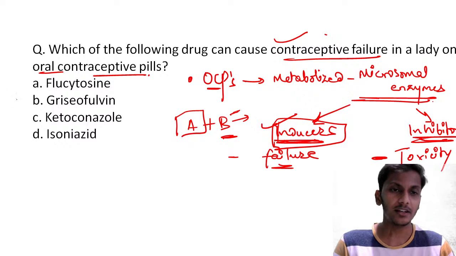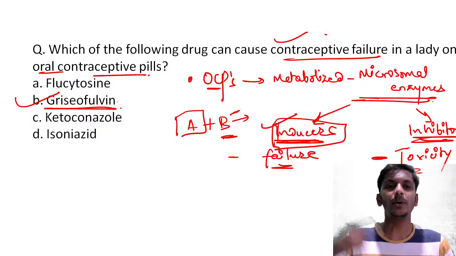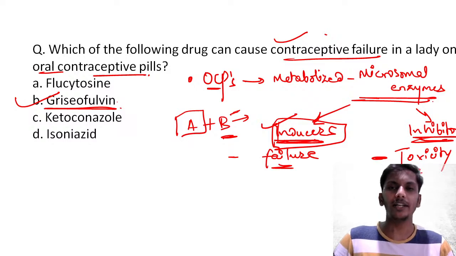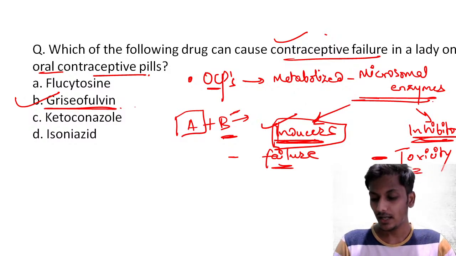Very good, Veer. The answer over here is option B, Griseofulvin, which is an antifungal drug, which is an enzyme inducer. It will increase the metabolism of the oral contraceptive pill, rapidly excrete it out of the body, bahar phek dega usko, and then that would lead to contraceptive failure. So therefore option B, Griseofulvin, is your answer over here.